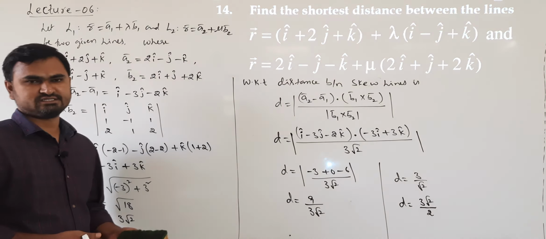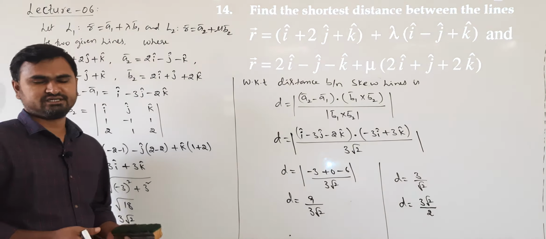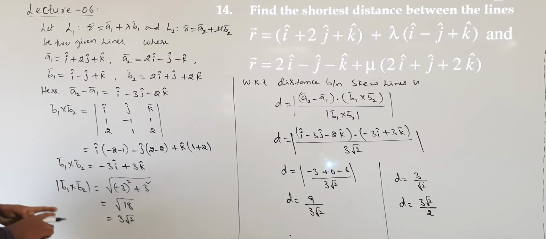Sometimes they will ask for the derivation of the skew lines formula. The formula we have to derive will be given for 5 marks. If derivation is not asked, then for 3 marks the numerical will be given. They will give the lines, and you have to find the distance between the 2 lines. Understand?